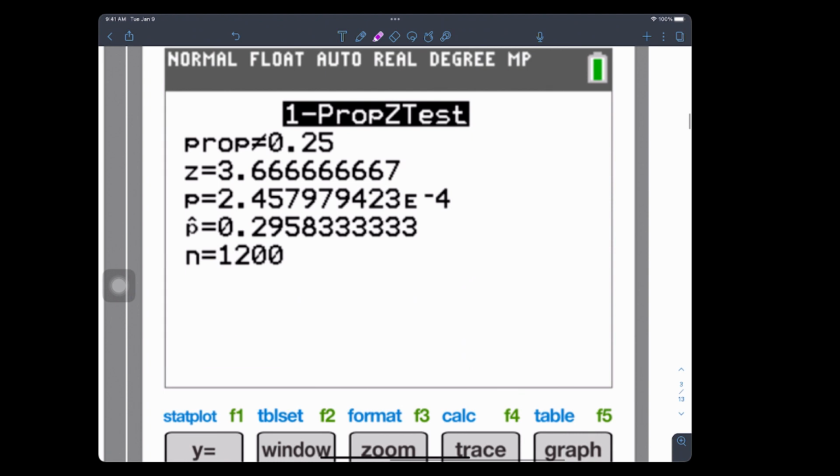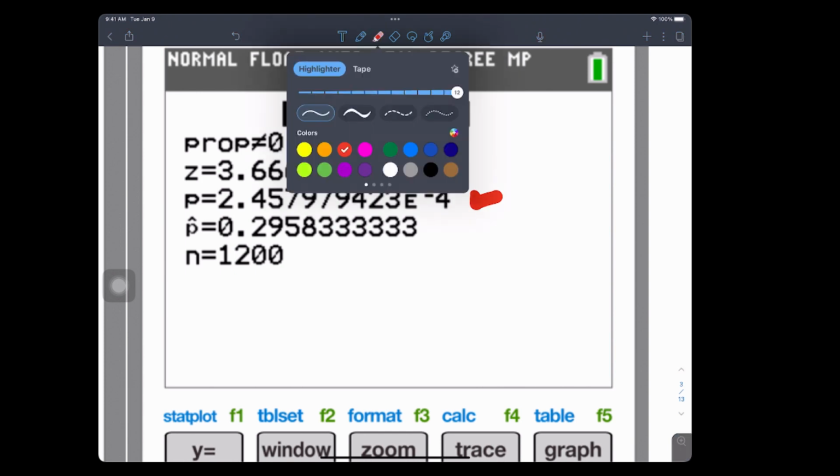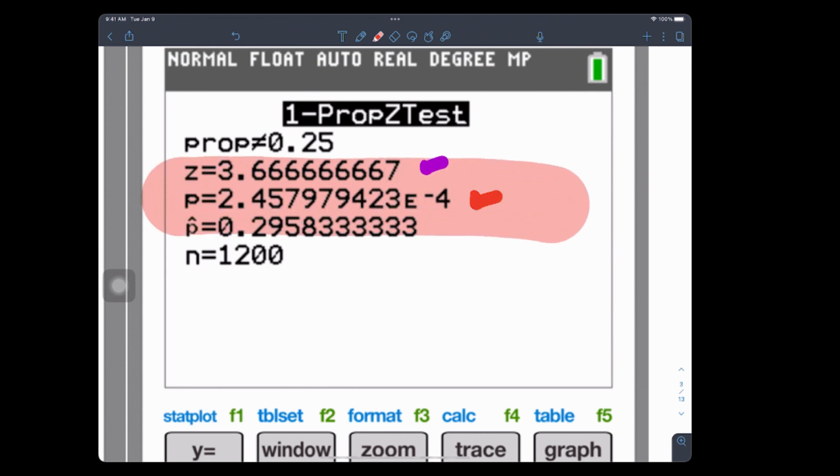The test statistic is right here. It's in purple. The p-value is where? Right next to it, or right under it. It's the third line. It says P. You say, what's the next one? Well, that's a sample proportion with a p hat, which is about 29.6%. Sample size was 1,200. The point I'm making is the p-value is right there in the middle.